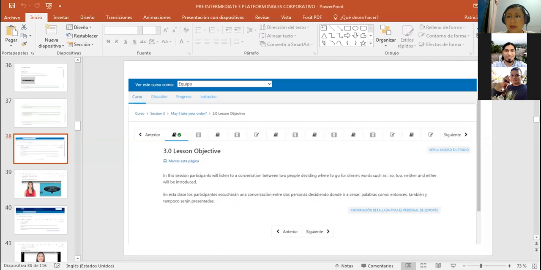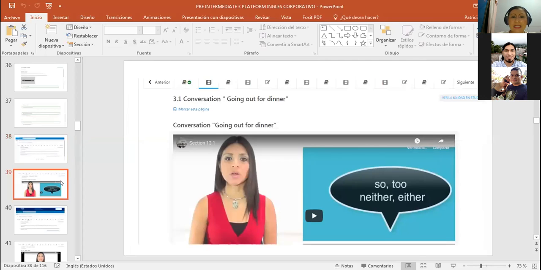First of all, I want to show you the platform. I want you to see which part we are going to work today. In the 3.0 lesson objective it says, in this session, participants will listen to a conversation between two people deciding where to go for dinner. So we are going to study words like so, to, neither, and either or either. We are going to learn that we can have two different ways to pronounce this word. So these words will be introduced in this class.